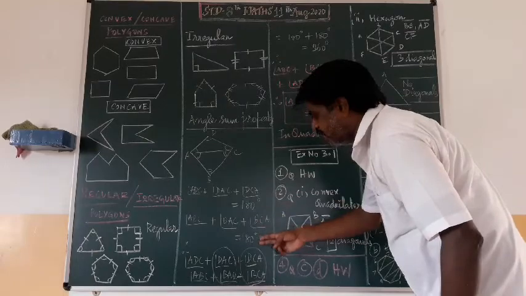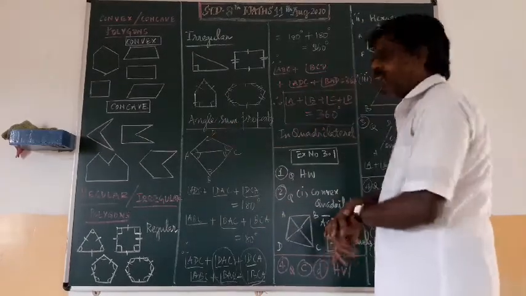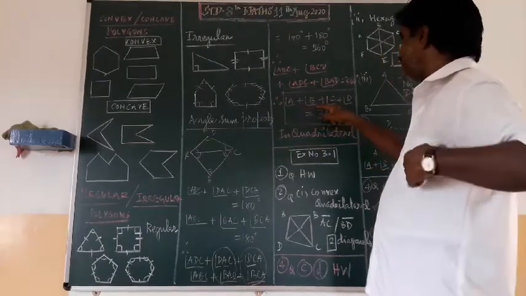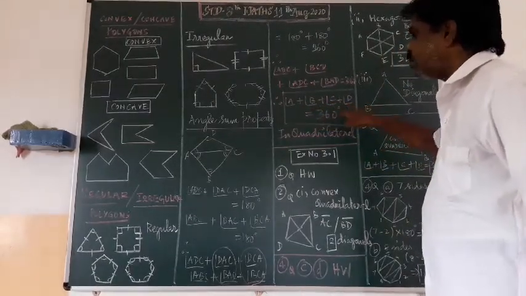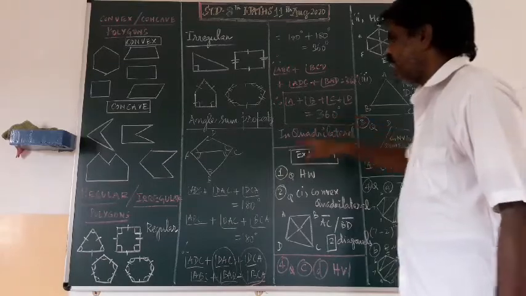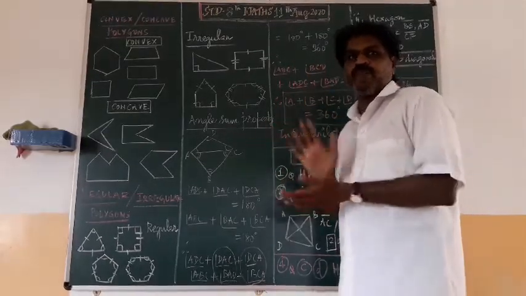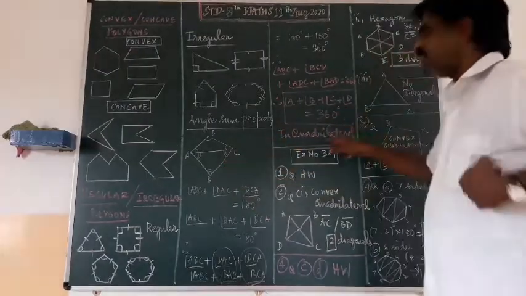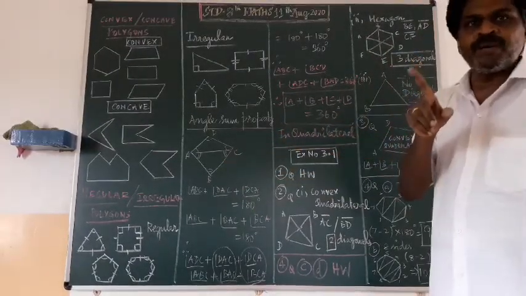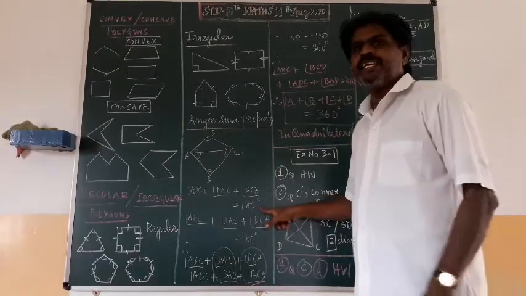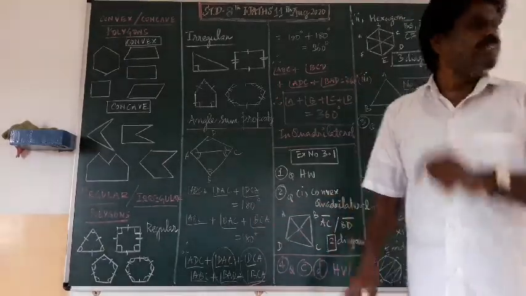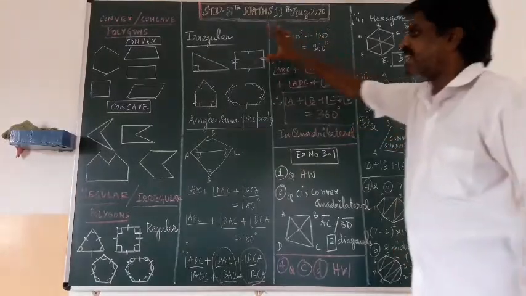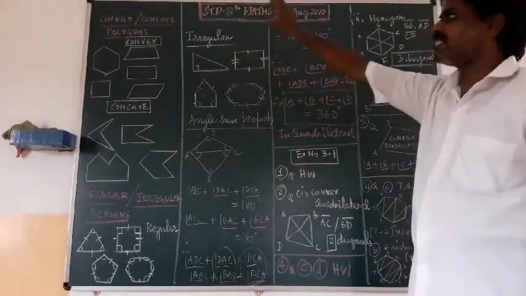Why? 180 plus 180 from the two triangles. So in short, what will you write? Angle A plus angle B plus angle C plus angle D equals 360 degree. So the sum of the 4 angles in a quadrilateral is 360 degree. In a triangle, 3 angles, 180 degree. In a quadrilateral, 4 angles, the sum is 360 degree. Understood? So this is the data we have done now. What is before that?